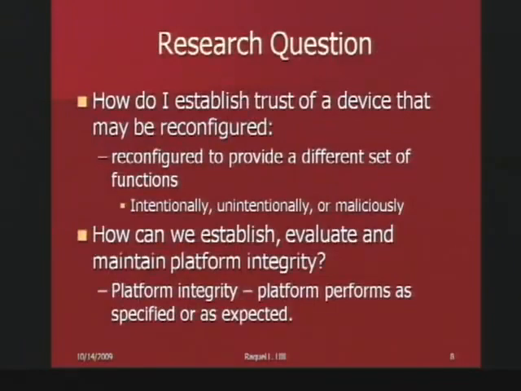So our research question is how do I establish trust of a device that may be reconfigured? Reconfigured to provide a different set of functions, whether it's reconfigured intentionally or unintentionally. And how can we establish, evaluate, and maintain platform integrity, so that platforms perform as specified or expected?